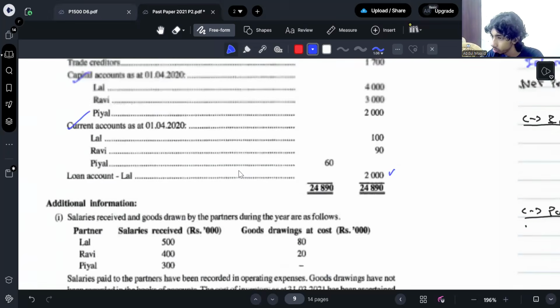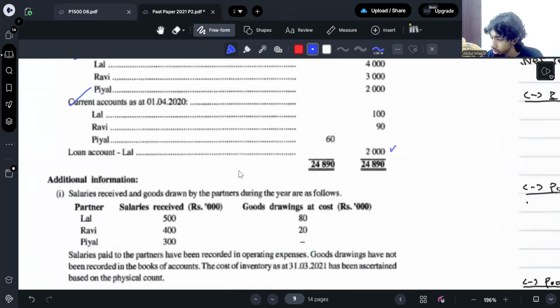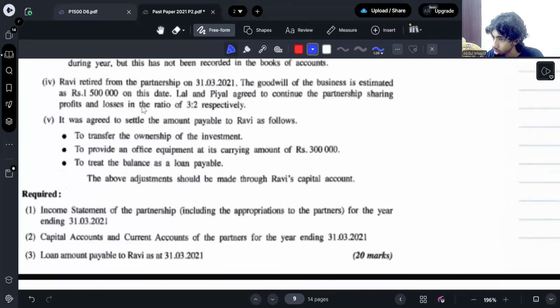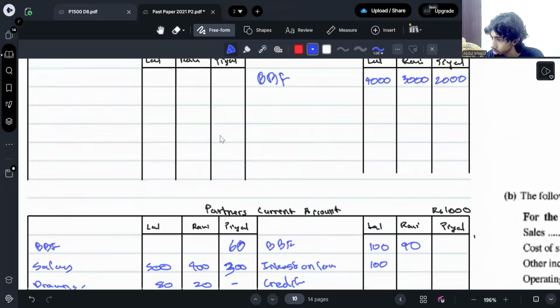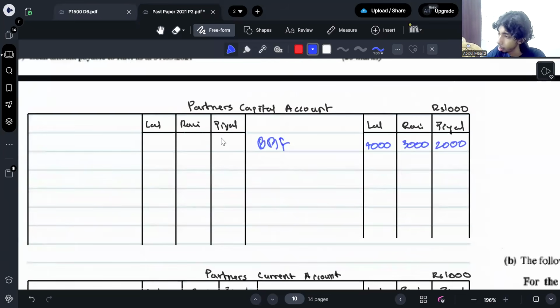So old ratio was 5 is to 3 is to 2, right? So that 1500 you can divide 5 is to 3 is to 2. 1500 divided by 5 is to 3 is to 2: 750, 450, 300. The values are disappearing.